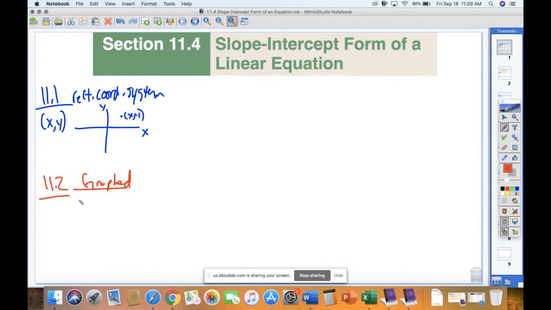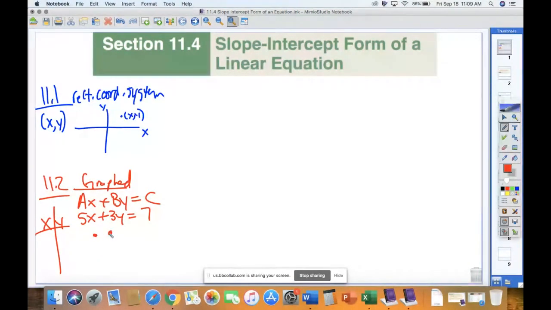We graphed our standard form of a linear equation, ax plus by equals c. We graphed things like 5x plus 3y equals 7. How do we graph them? An xy table. And when we did an xy table, it took like 5 to 10 minutes. It took up the entire space here.